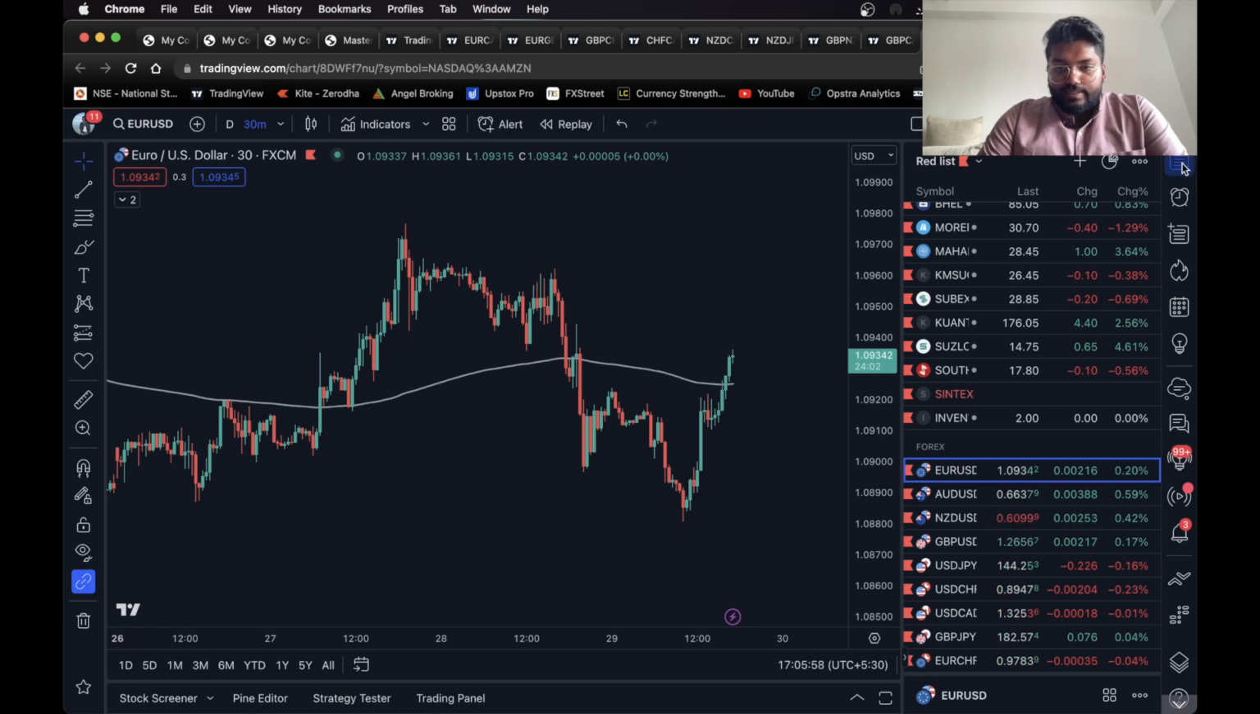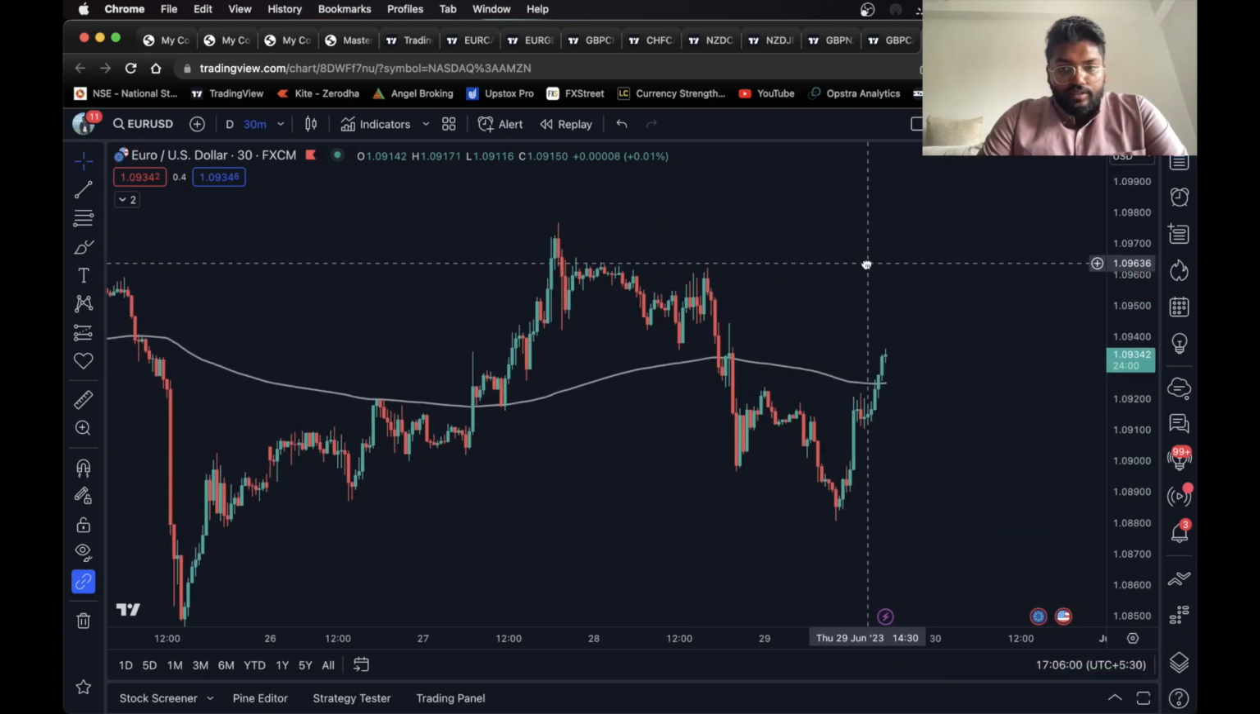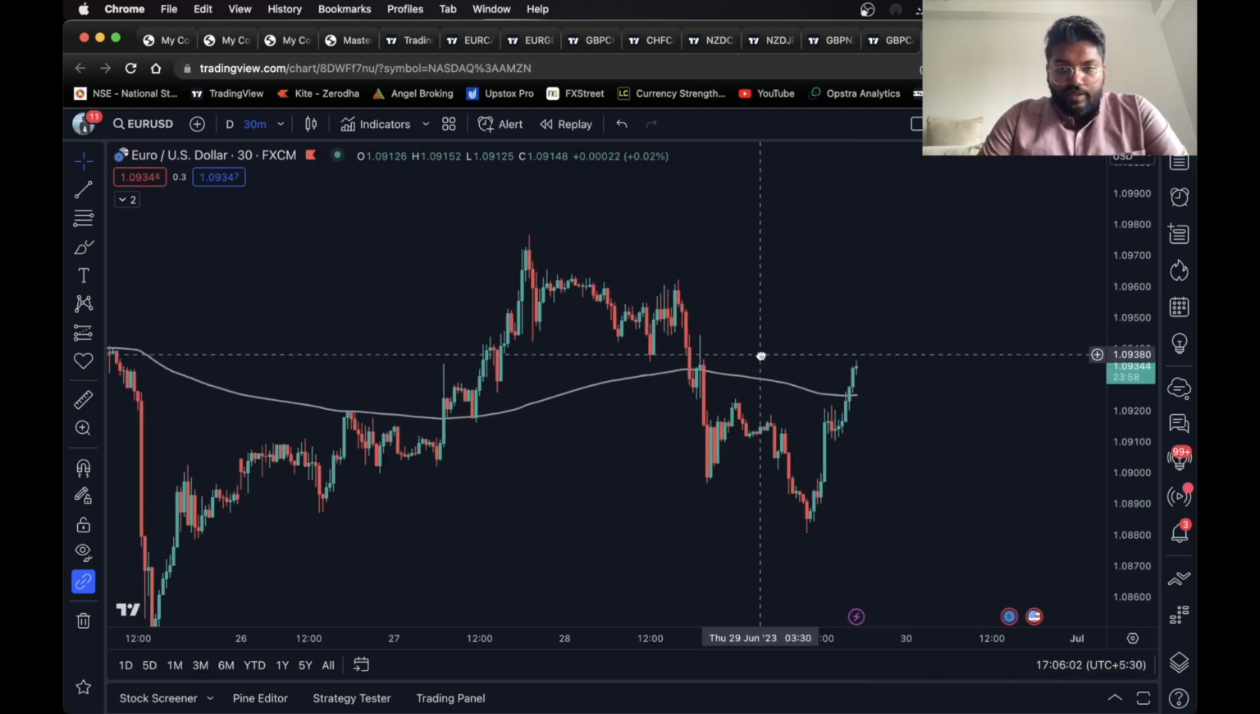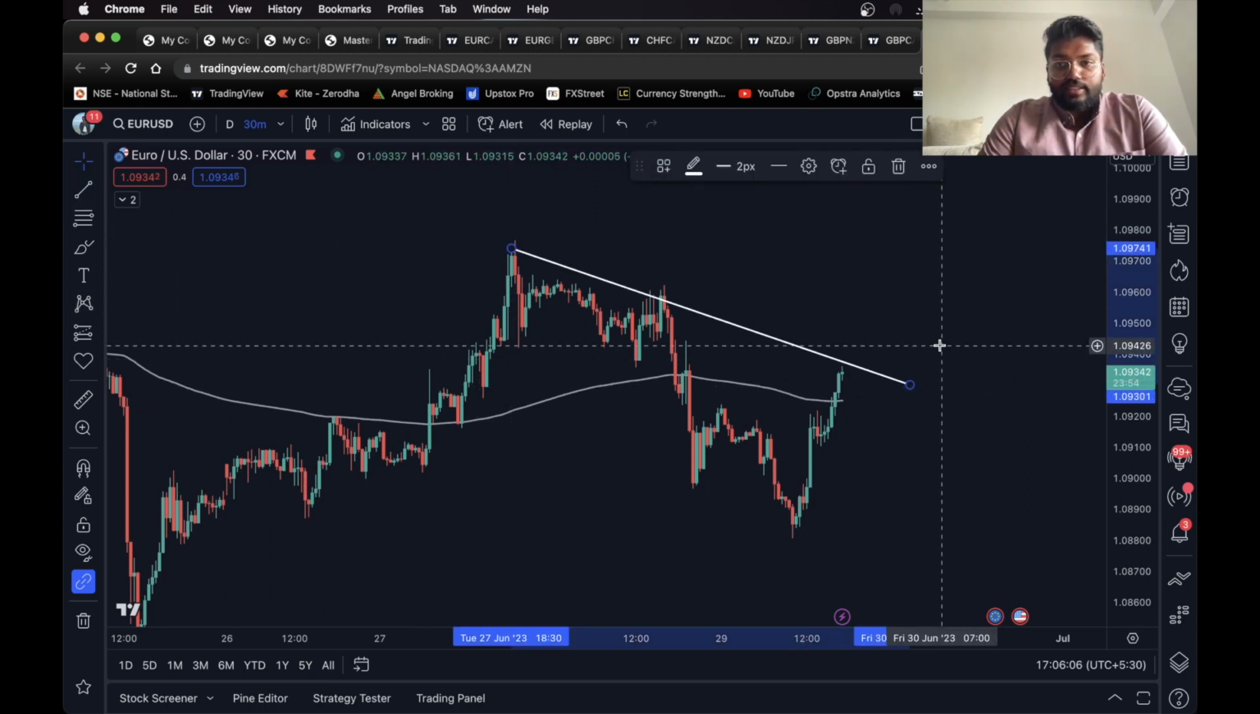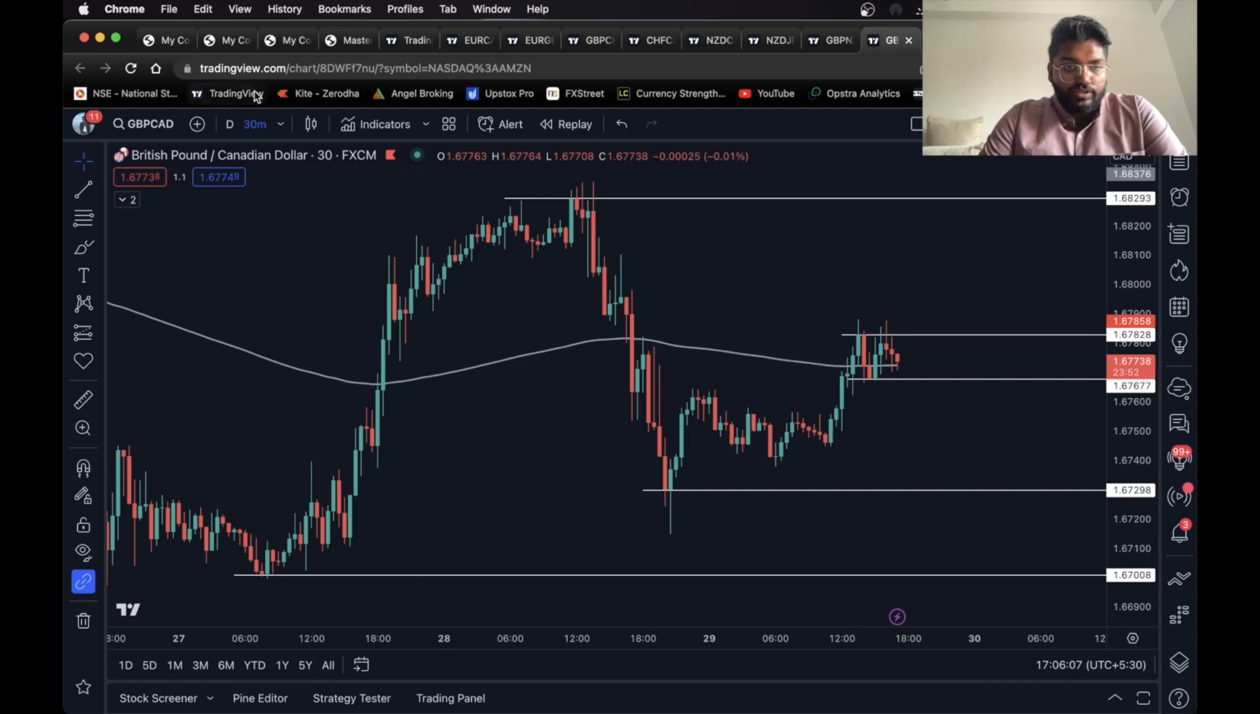Moving on to the next one, we have Euro USD. It has already given a breakout of the 200 EMA. Now, this is the 30 minutes time frame. Just in case I missed out on the time frame, you can check the time frame over here. See, these are all 30 minutes.